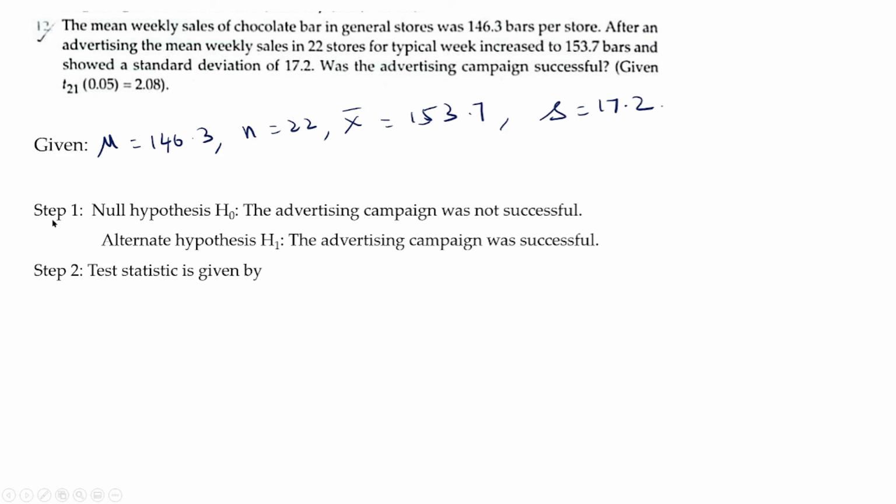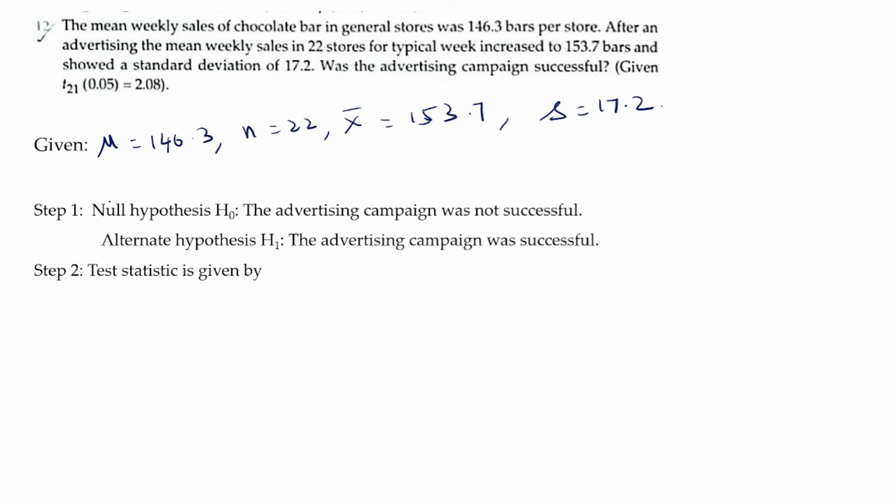So the first step is the null hypothesis. Here we assume that this mean is not significant, that is, the mean before the advertising campaign and after the advertising campaign both are equal. That is what we have to assume for the null hypothesis. So the null hypothesis H naught will be the advertising campaign was not successful. The alternate hypothesis H1 will be the advertising campaign was successful.